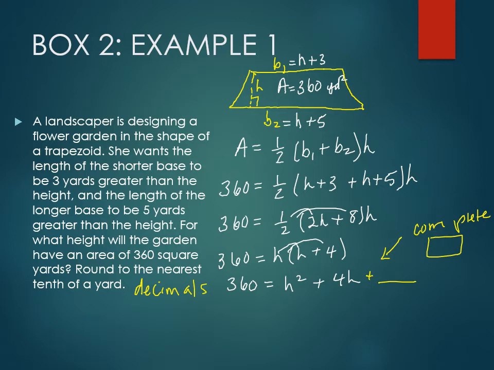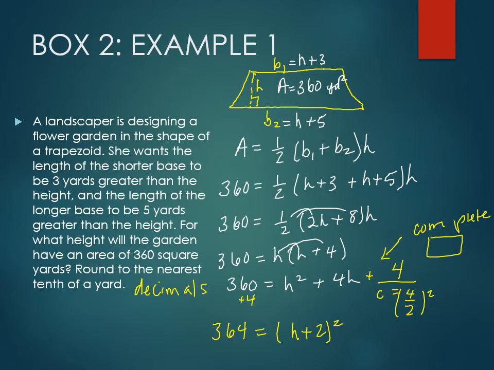Half of 4 is, so C equals 4 divided by 2 squared. So therefore this is 4. If I add 4 to the right, I also have to add 4 to the left. So we have 364 equals H plus 2 squared.